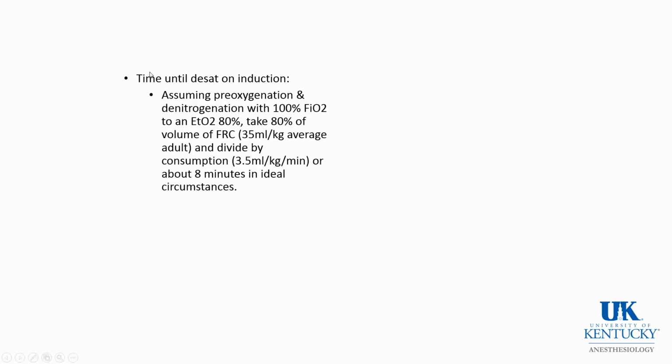So if you have a patient and you pre-oxygenate them and denitrogenate them with 100% oxygen through a face mask, and you get them to an end-tidal O2 of 80%, which is what we typically do when we're going to induce someone for general anesthetic. In order to calculate how long it's going to be before they desaturate, making some assumptions, you take 80% of the volume of their FRC, their functional residual capacity, what's left basically when they are at a relaxed position after you've given them neuromuscular blockade. That is generally around 35 cc's per kilo in an average adult.